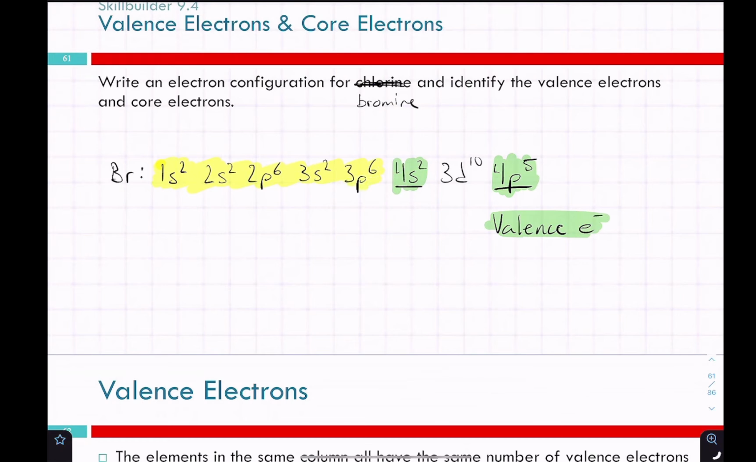So all of these and these 3d10 are core electrons. And I like electron configurations, so you can bet there's going to be a question like this on the exam.